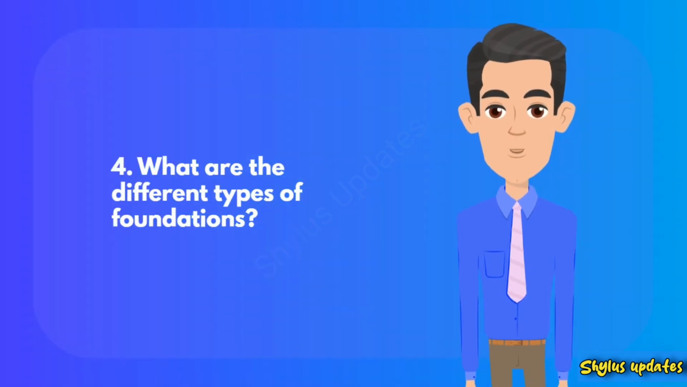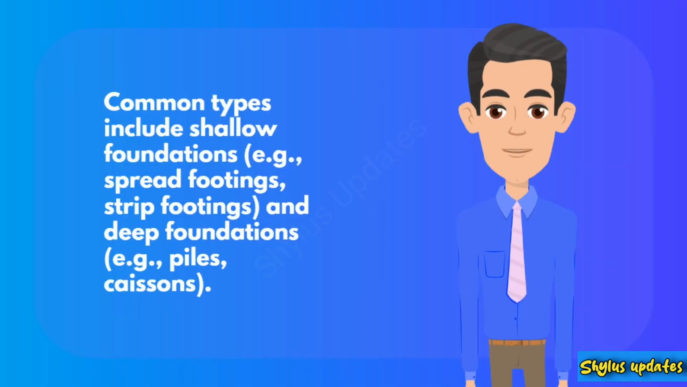4. What are the different types of foundations? Common types include shallow foundations, for example, spread footings and strip footings, and deep foundations, for example, piles and caissons.